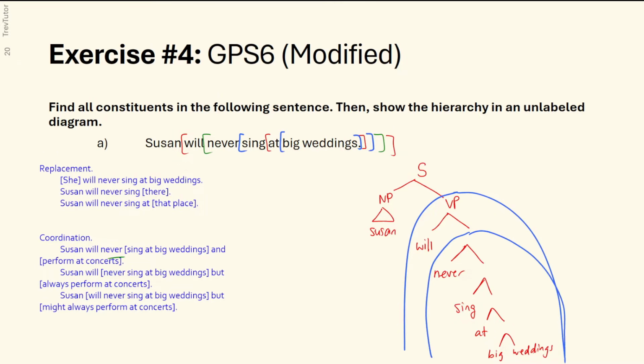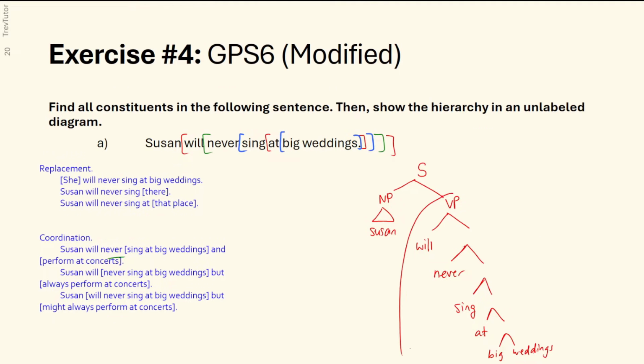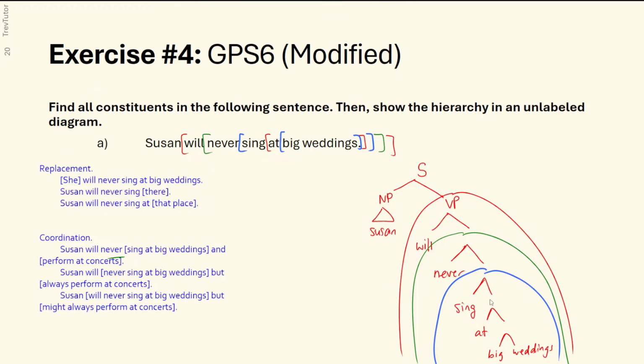We have a veil for never sing at big weddings. In fact, let's just use the same colors as I have above. So will never sing at big weddings, I did that in red. Never sing at big weddings, I did in green. Sing at big weddings, I did in blue. And then I did red for at big weddings, and then I did big weddings in blue again. So this is just the same thing as the bracketed diagrams above, but we're doing this in visual form.